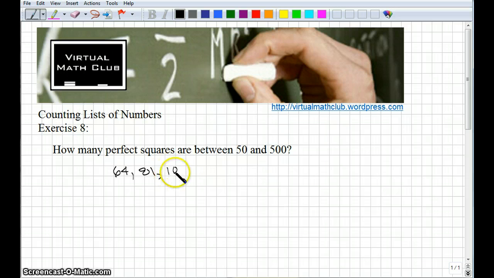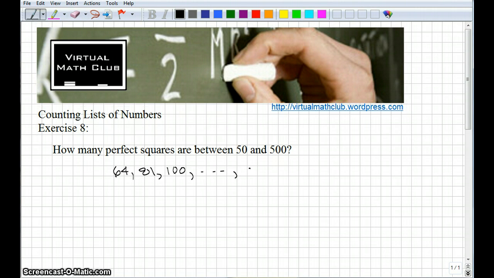10 squared would be 100. Alright, and we want to go all the way up to, but not go over, 500. So let's try to figure out what's the biggest perfect square that doesn't go over 500. Well, I would probably start with 20 squared, which is, whoops, I shouldn't write 20. I should write 400 because 400 is 20 squared, right?